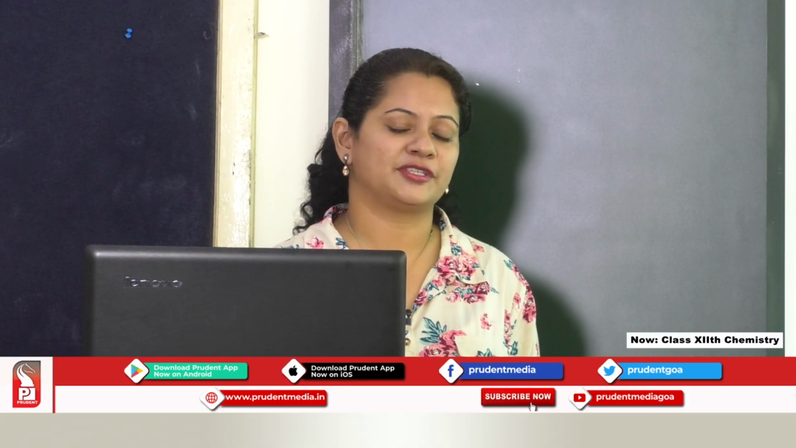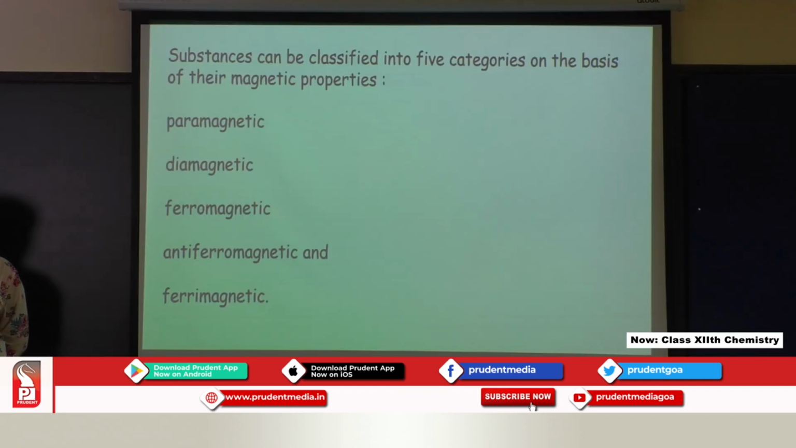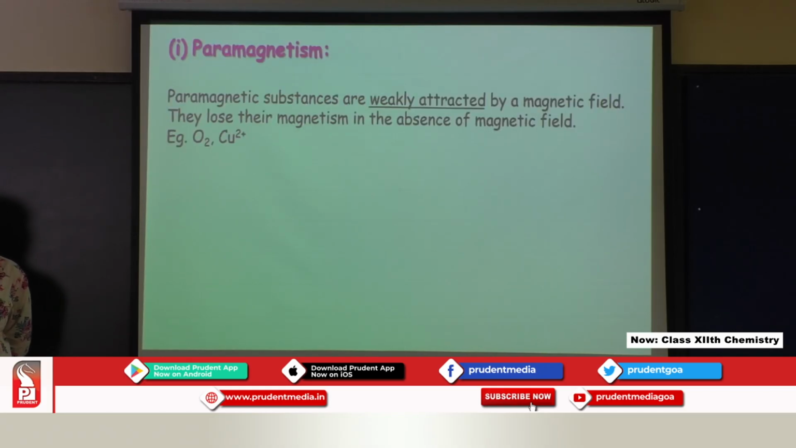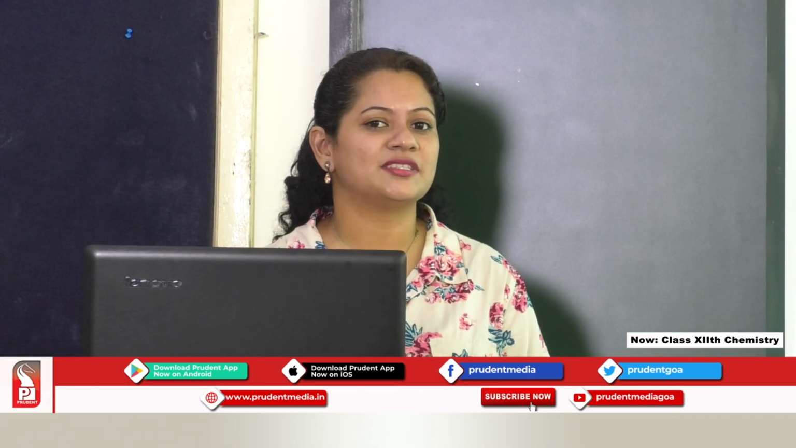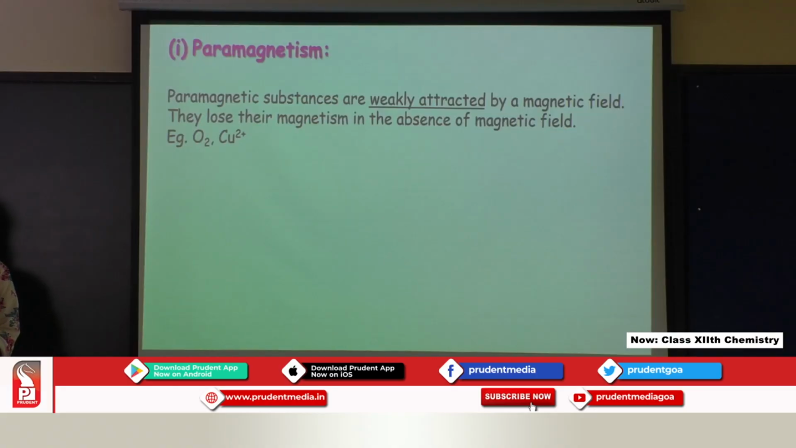Solids are categorized into 5 different types based on their magnetic properties. The first one is paramagnetic, the next is diamagnetic, ferromagnetic, antiferromagnetic and ferrimagnetic. Paramagnetic substances are those which contain one or more unpaired electrons. These are weakly attracted by a magnetic field, and in the absence of a magnetic field, they lose their magnetism. Examples of paramagnetic substances are oxygen and copper in the +2 oxidation state, that is cupric ions.